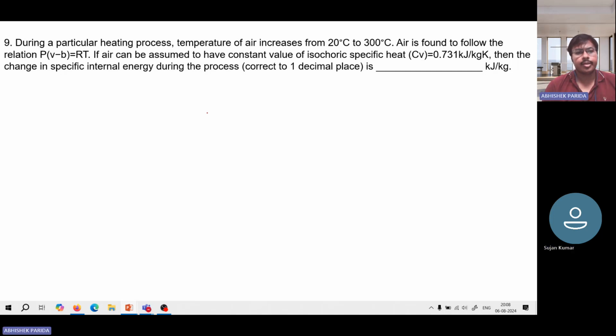But where is it written that it is an isochoric process? It is only written as a heating process. Whether it is isochoric or isobaric is not written. The specific heat that it is giving is isochoric. Noted, sir. But the formula that you said is right. Try to solve using that formula. Even then you'll get the same answer. Okay, fine, sir.